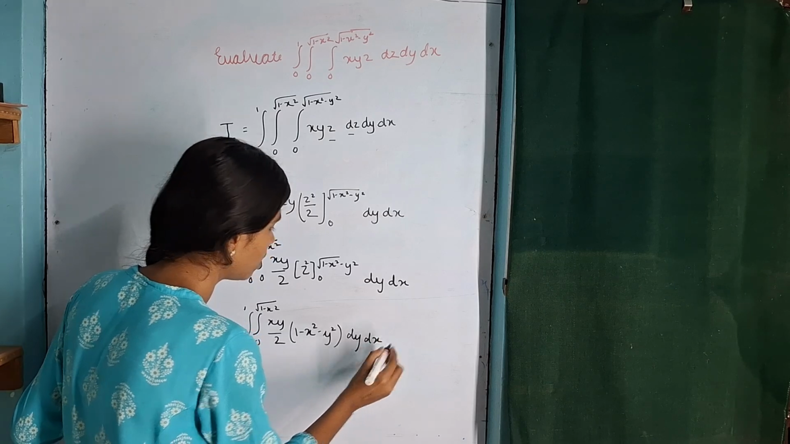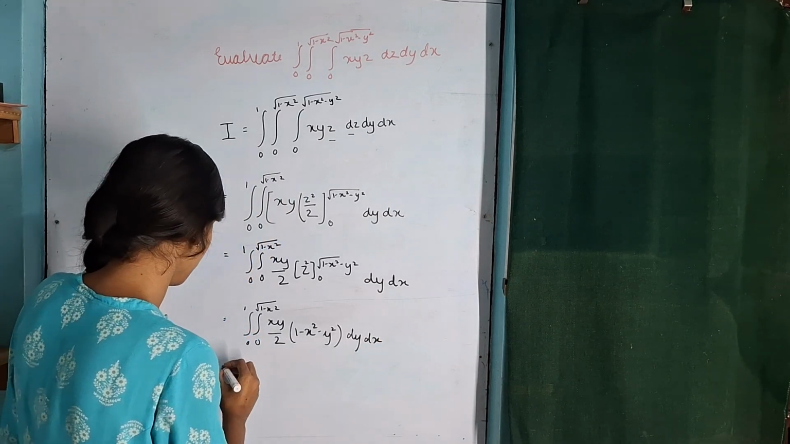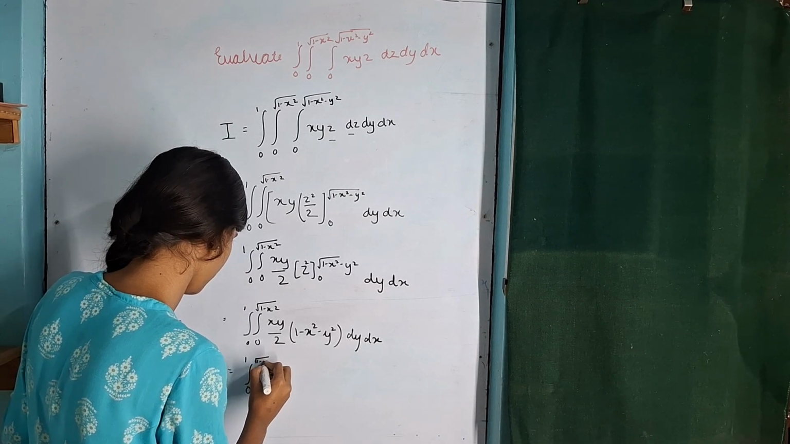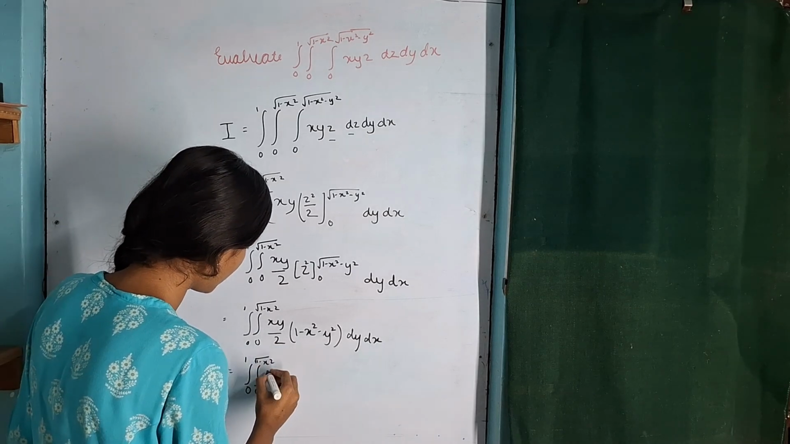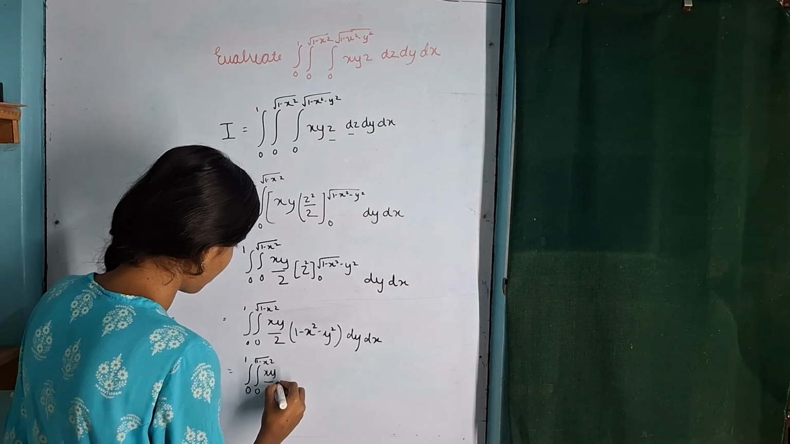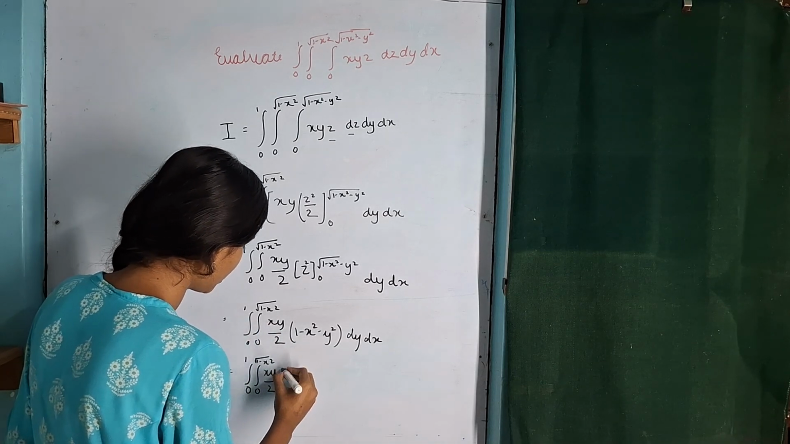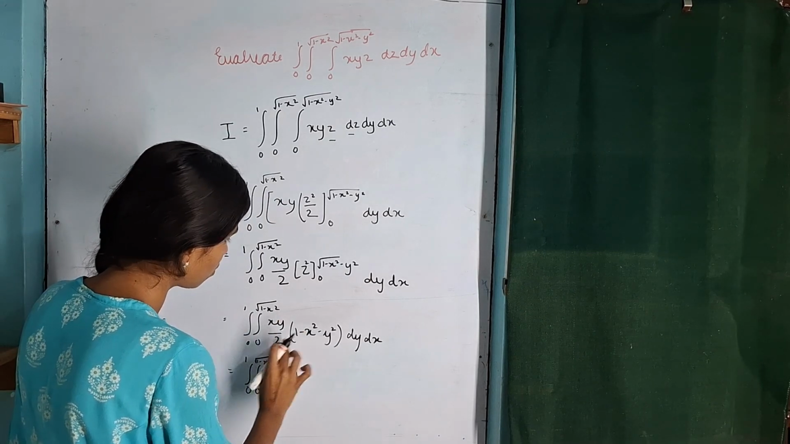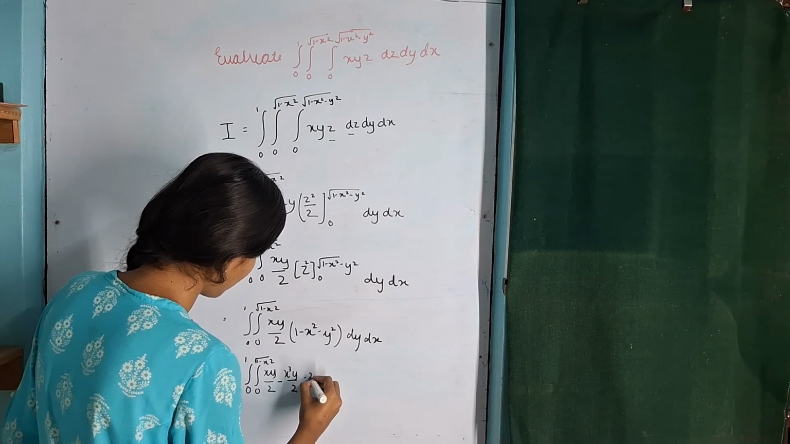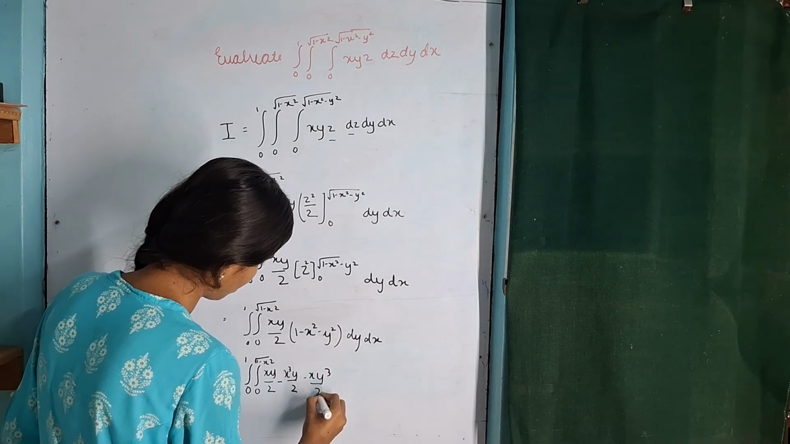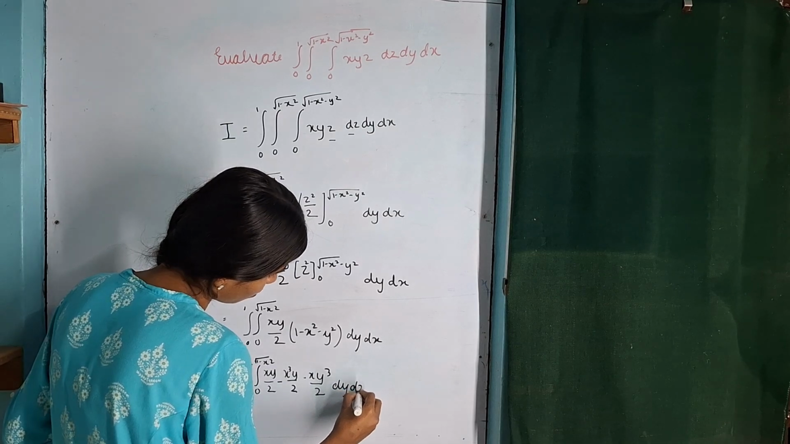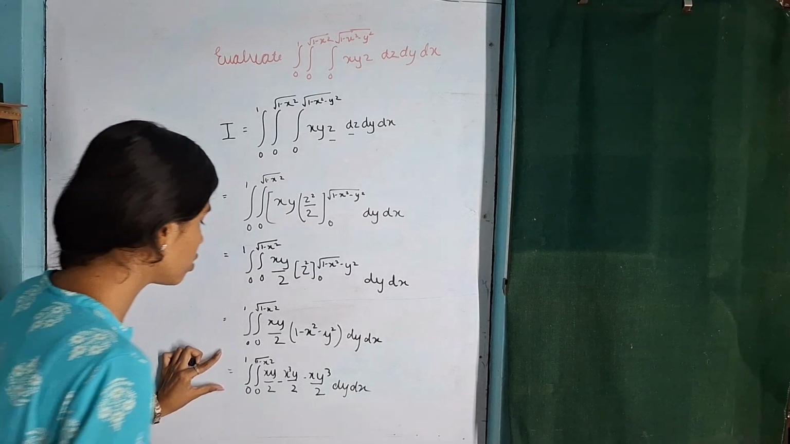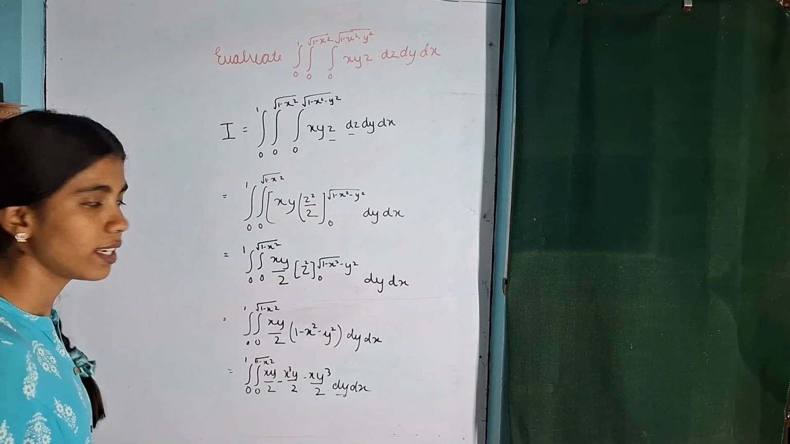Now we will multiply the outer term into the inner term. So xy by 2 into 1 is xy by 2, minus xy by 2 into x square is x cube y by 2, and xy by 2 into minus y square is minus x y cube by 2. So this is what you get after simplifying and integrating the z term. Next, we are going to integrate the y term. So let's integrate the y term.